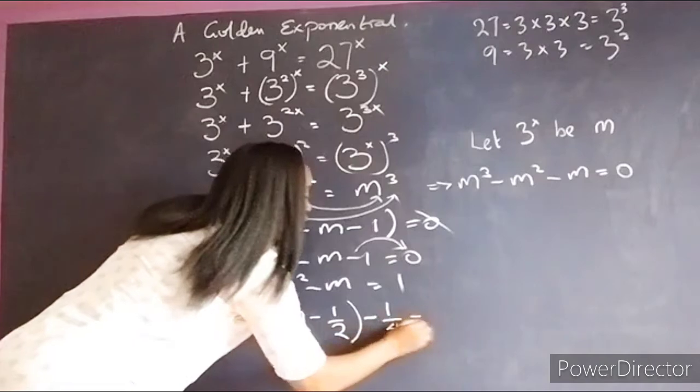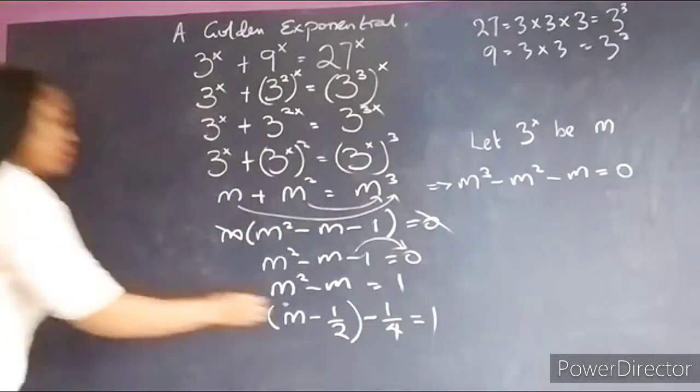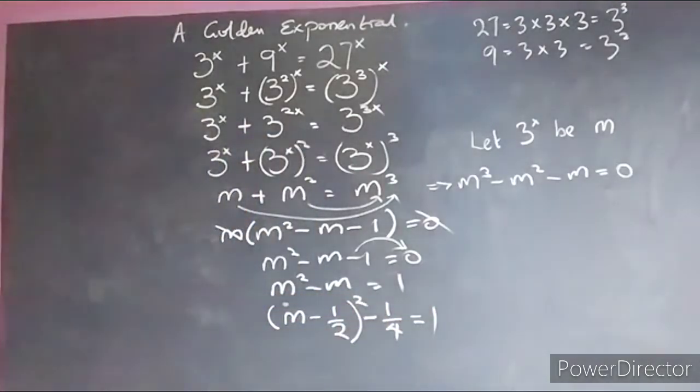So that gives us 1. This bracket will be squared.